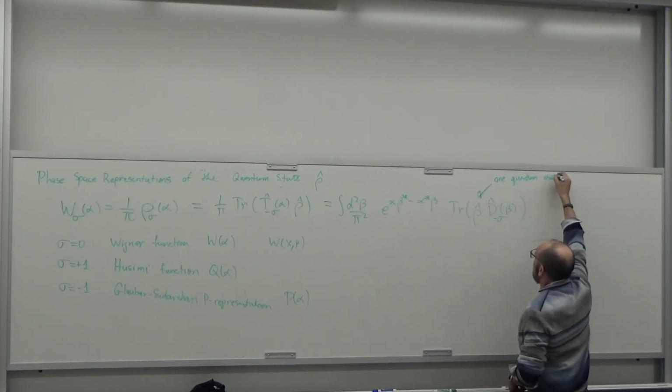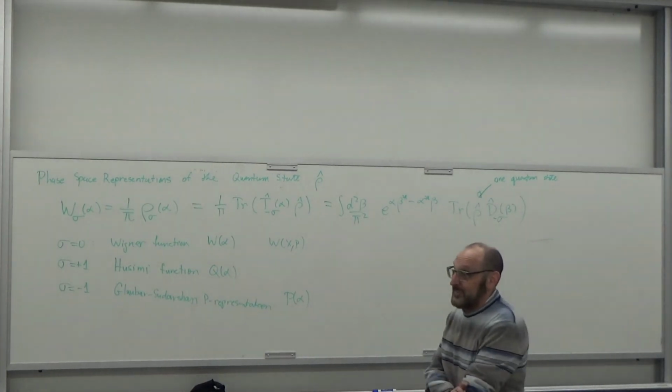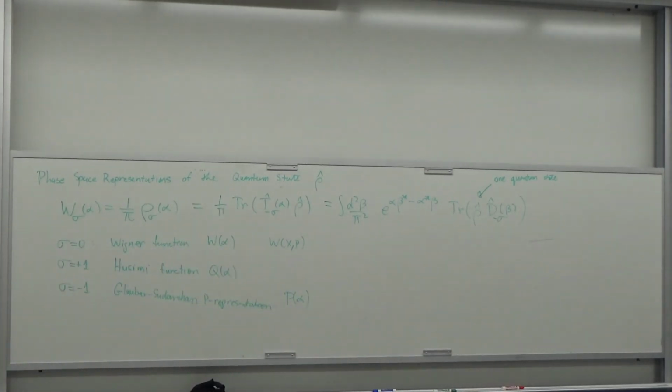But these are different representations. How could there be physical differences between the different representations? It's got to have the same measurement outcomes, right? So we need to wait a moment.